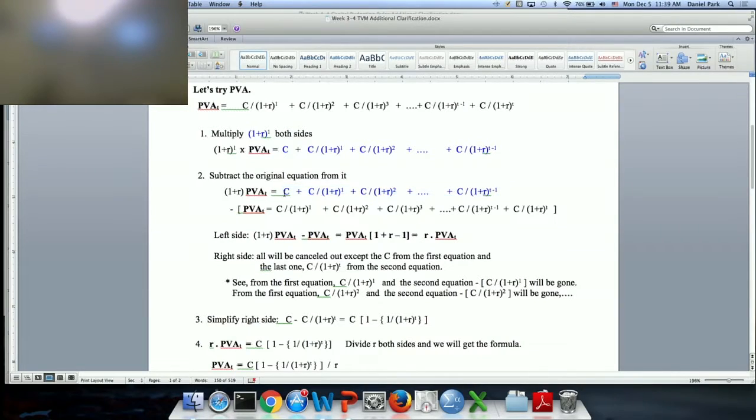Right side, C, we don't have a C here, but we have this guy at the bottom here, same as the first one. Here, the third guy is the same as the second guy here, on and on. Okay? So if you subtract this minus this, then what happens? Plus 1 here, minus here will be gone.